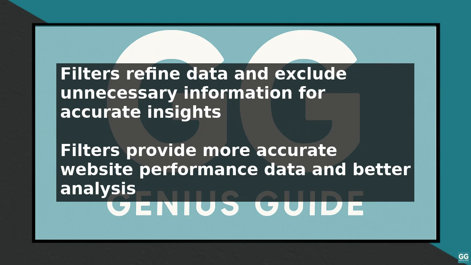First, access your Google Analytics account and navigate to the admin section. This is where you can manage your account settings, properties, and views. In the admin section, select the view you want to apply filters to, as filters are applied at the view level. Next, click on Filters and then New Filter.